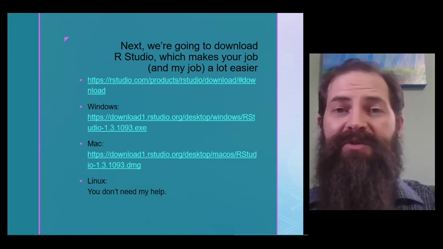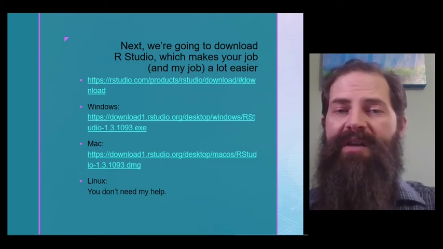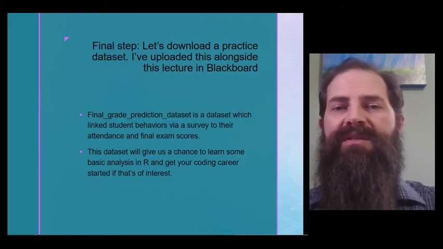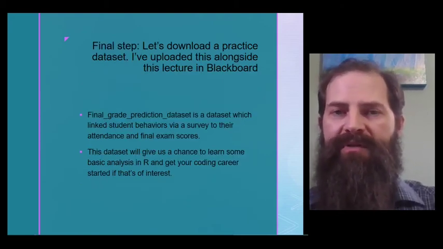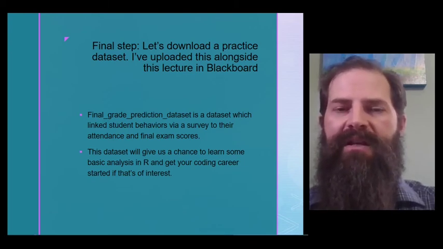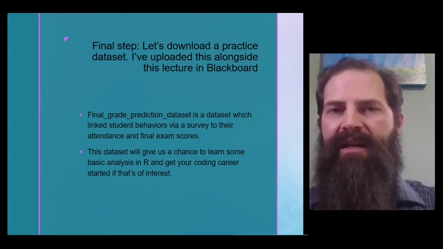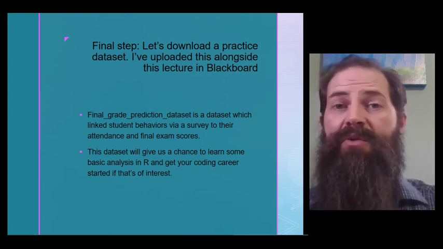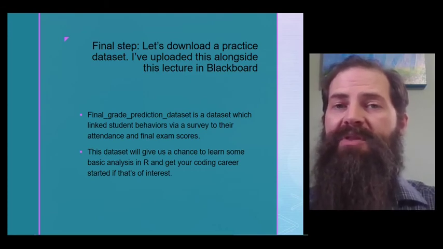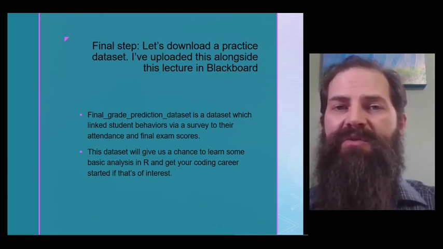All right, I'm assuming that you're ready to move on. You've unpaused the video. The last thing that we need to do is to get a file from Blackboard. So go into Blackboard, go into our course, go into course documents, and look for a data set that's called Final Grade Prediction Dataset. And you'll download this to your desktop. And keep it there because it's going to be easy for us to use it there.